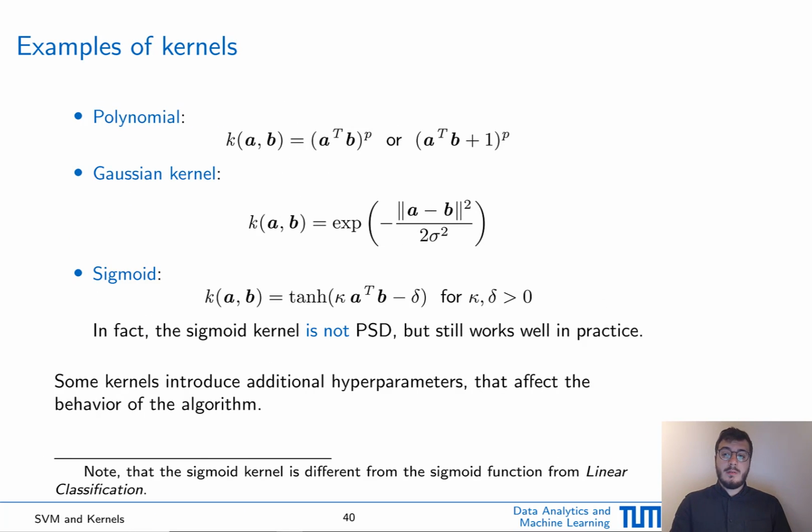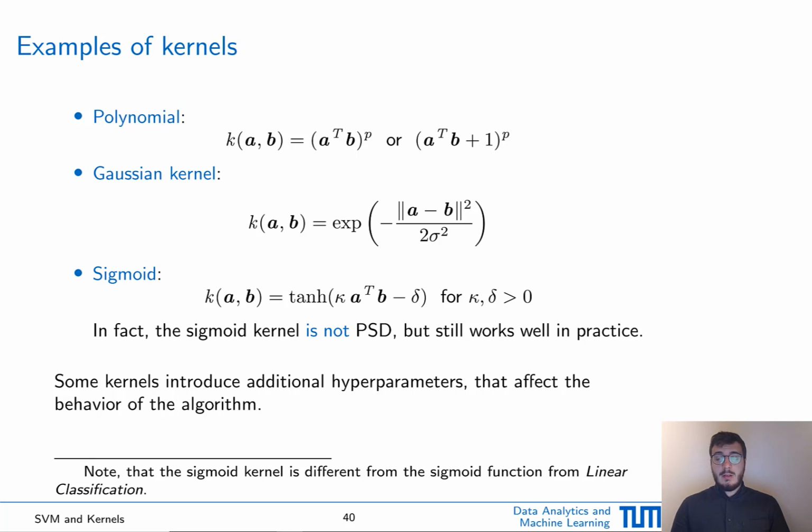Now let's look at a couple of kernel functions which are often used in practice. The polynomial kernel is one such function, and we already saw one example of this earlier where we used a second order polynomial. But more generally, you can use any order polynomial, or in this case we have a transpose b to the power of p, which is a p order polynomial. We can even add an additional bias term, and this will still yield a valid kernel.